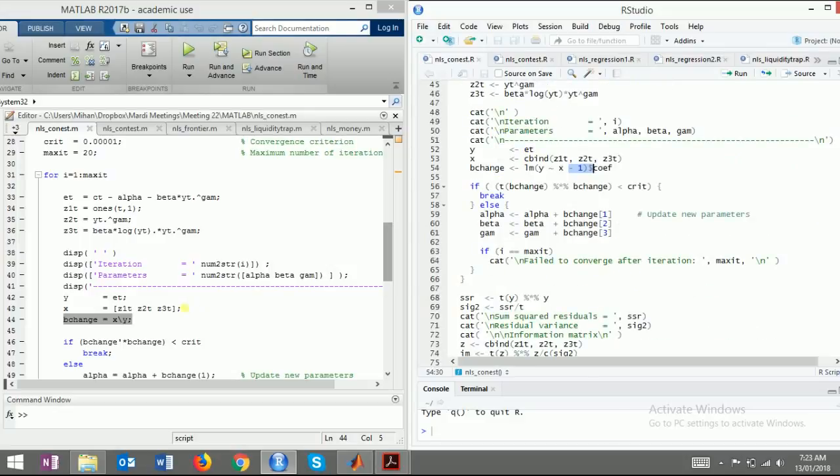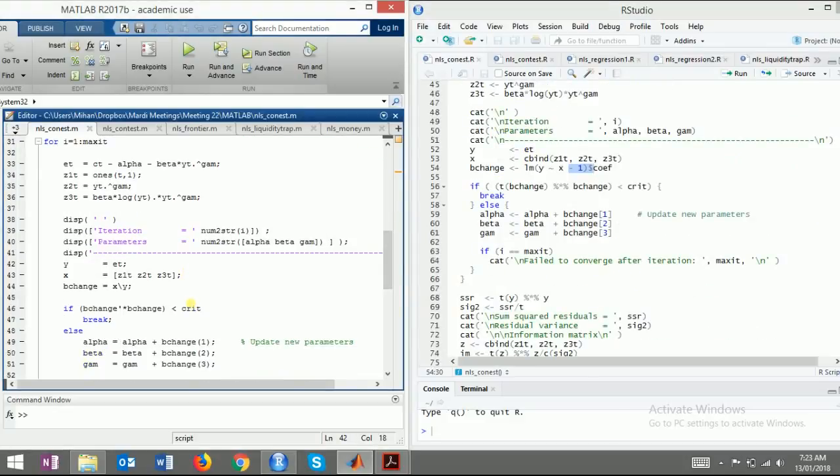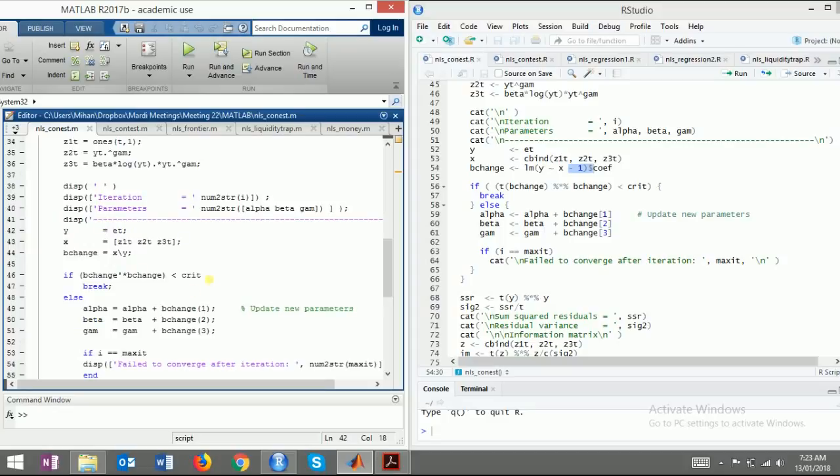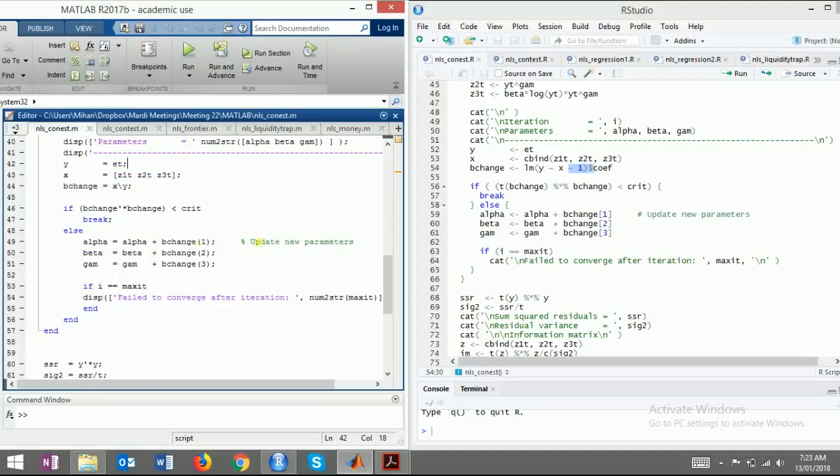So now I'm doing the convergence criteria: if B change transpose into B change, which is delta transpose into delta, is less than the critical value, then, as in the previous example, we break. Otherwise it will update the new parameters: alpha is alpha plus b change 1, beta is beta plus b change 2, gamma is gamma plus b change 3. Very simple.